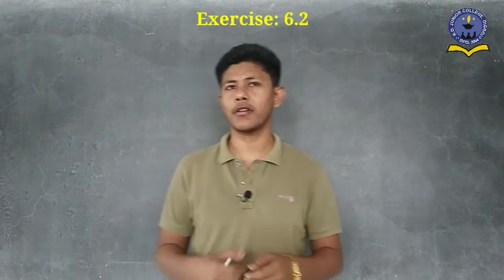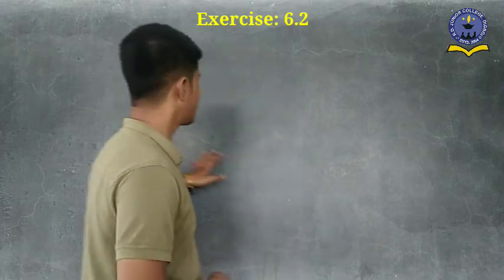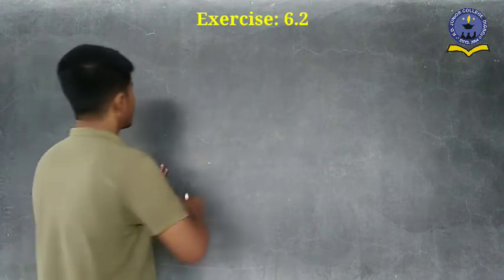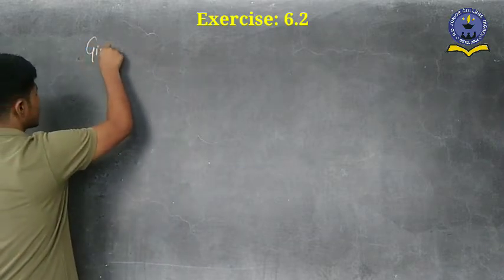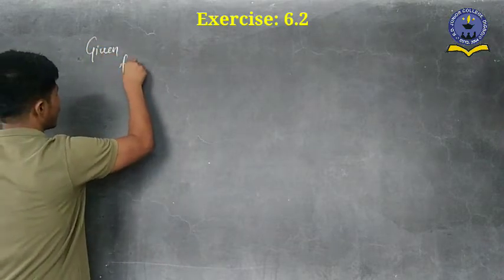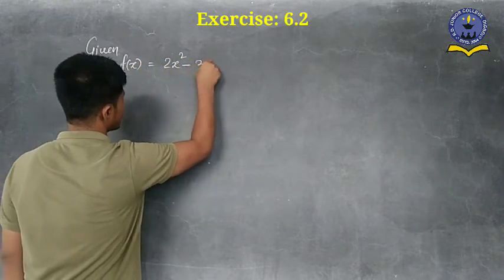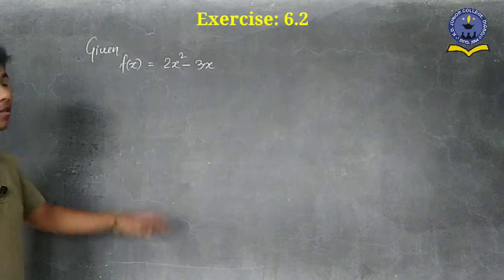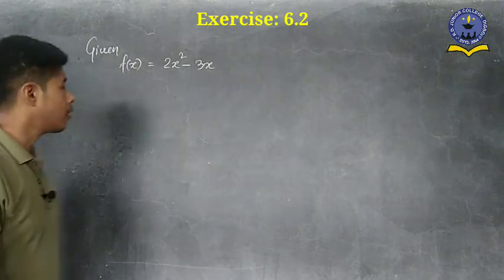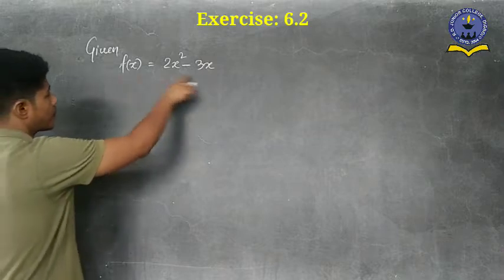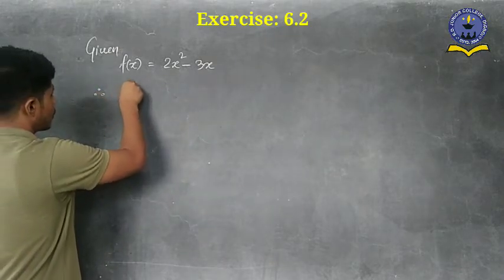Before this, let's see the procedure, what you have to do here. First of all, the given function is f(x) = 2x² − 3x. If you see the function is given as f(x) = 2x² − 3x, so what you have to do now? The first step is to differentiate this with respect to x. Always we have to do this first.